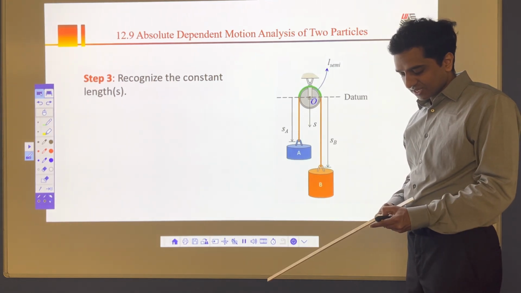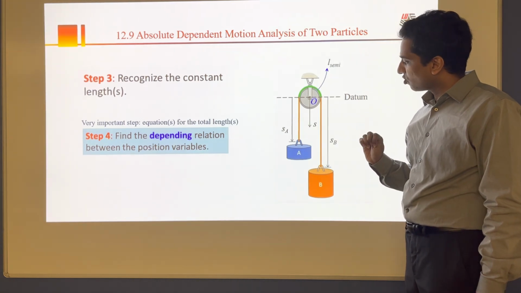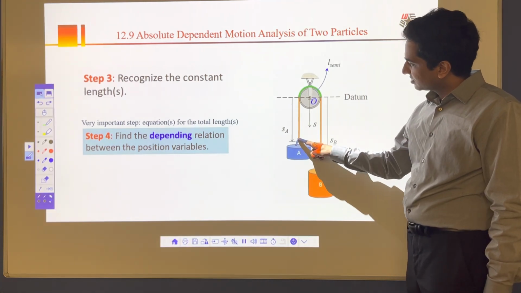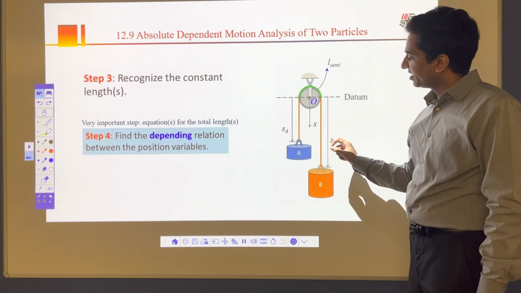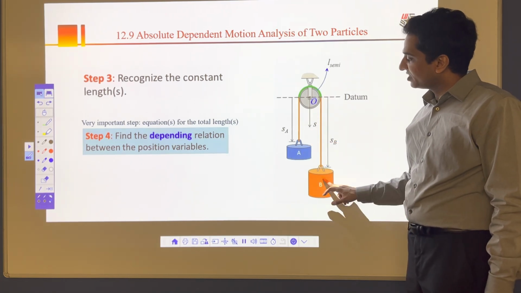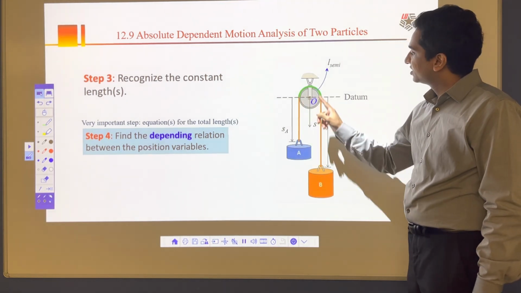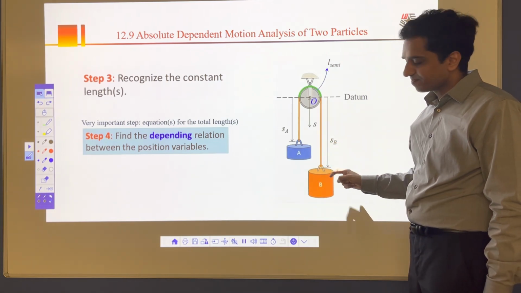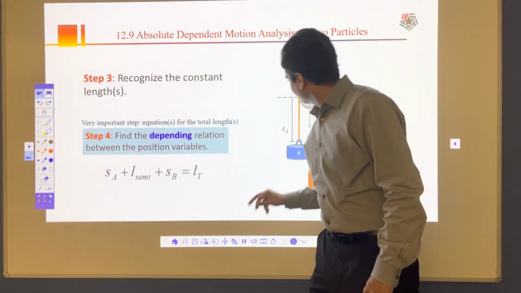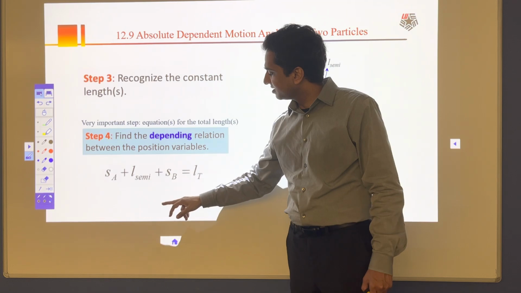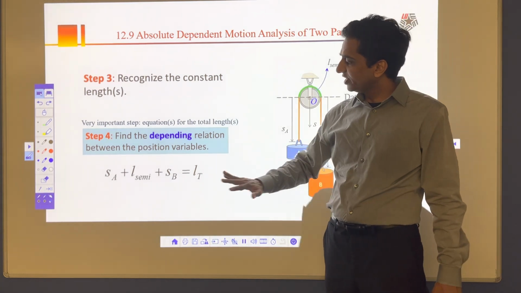So here L semi is the constant length, and that's step 3. Recognize the constant length. Then the most important step in this problem is step 4. In step 4, you write the equation for the entire length of the rope. The total length of the rope in this case is equal to SA plus L semi, that is a constant length, plus SB. That's my total length. So that's step 4: SA plus L semi plus SB is equal to total length. That's the equation, and all you need to do is get this equation right.